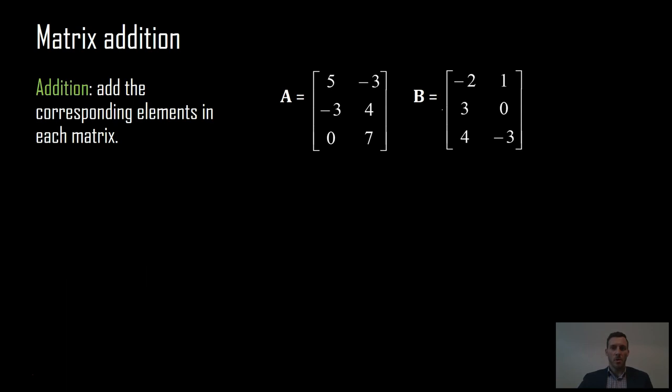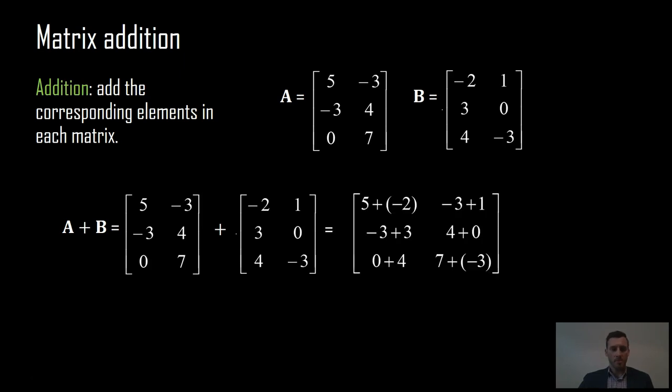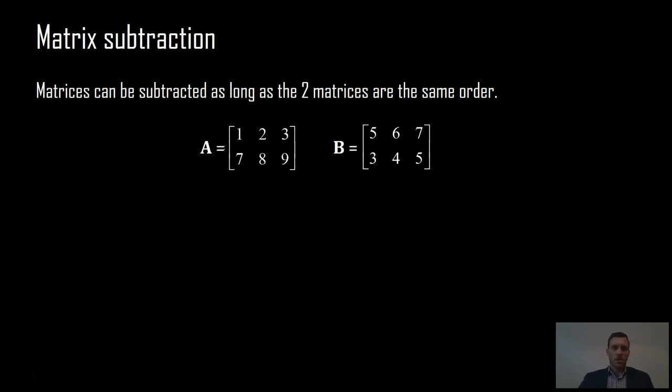Here we have matrices both 3 by 2, therefore we can add them together. We have matrix A plus matrix B, and we add the corresponding elements to each other, and we get the solution of matrix A plus matrix B. The maths here isn't very difficult. Let's look at a subtraction example.